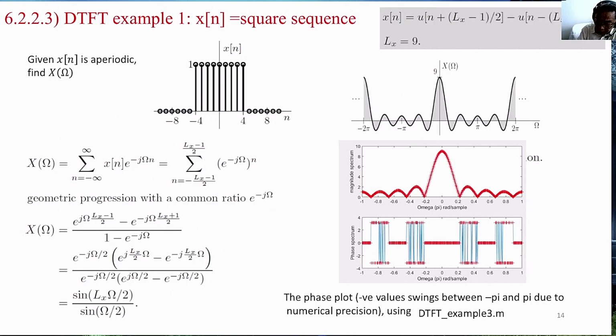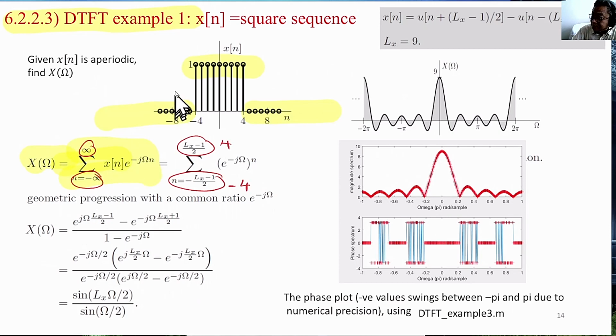This is 6.2.2.3. We are performing the discrete time Fourier transform of a square pulse that is aperiodic. The square pulse stretches from -4 index to +4 index with an amplitude of 1. So when we want to perform the analysis of X(omega), the index reduces from -infinity to infinity to actually from -4 to 4.